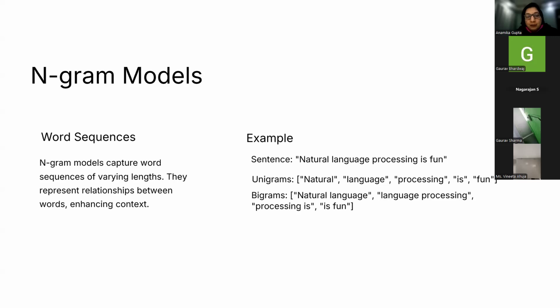If I talk about bigrams, which is 2 words at a time, natural language is one feature. Then language processing is another feature. Processing is is another feature. Is fun is another feature. If I talk about trigrams, natural language processing is one feature. Language processing is is another feature. Processing is fun is another feature. So this reduces the number of columns also because we have taken a combination of words.